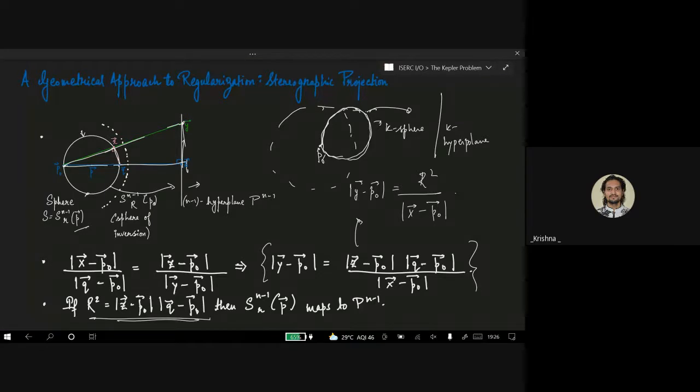And R squared, you are getting capital R squared. Yeah, capital R is the radius of the dotted sphere. And the proof is essentially using the definition of the inversion map, as well as using some concepts in basically what I would say middle school geometry, using the concept of similar triangles.